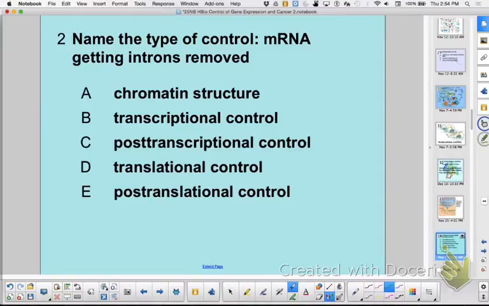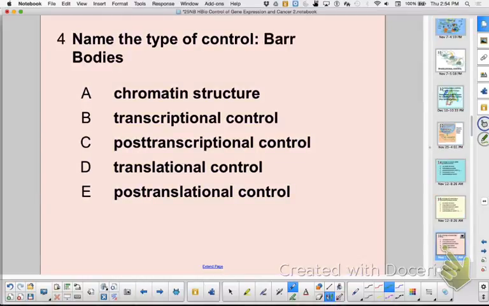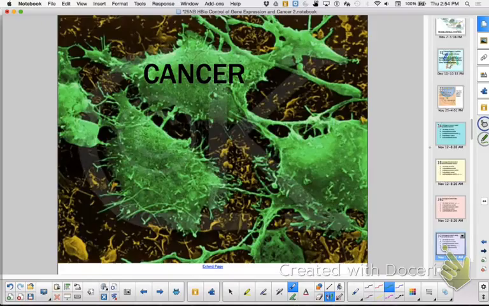Okay, so tell me this one. Name the type of control: mRNA getting introns removed. What would that be? Type of control: three-dimensional folding of a protein. Good, because we've already made our protein. We're just making it in the right shape. Barr bodies. Chromatin structure, because a Barr body is referring to DNA that has condensed, the second X in particular. Ability to bind to a ribosome. Translational, because when we're doing translation, we're taking the mRNA, putting it on a ribosome, and using it to build a protein. Right?